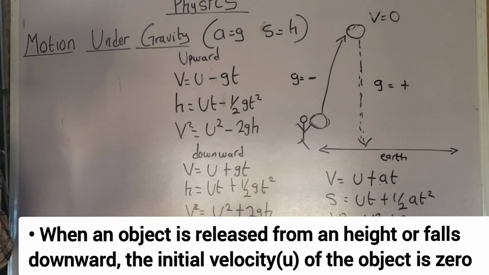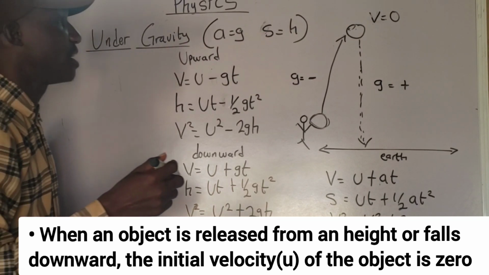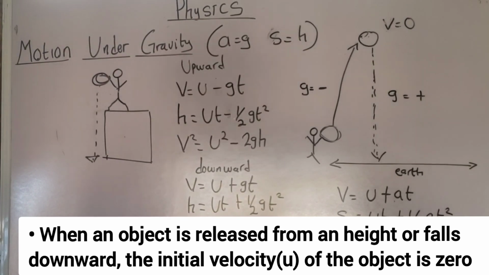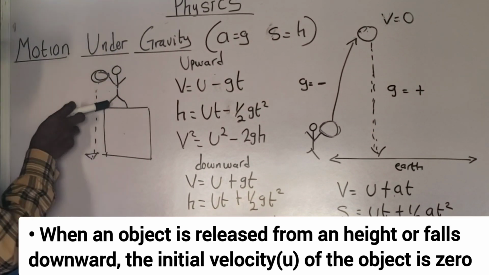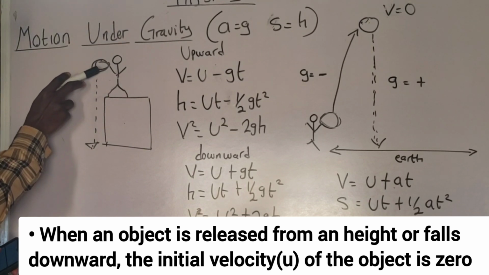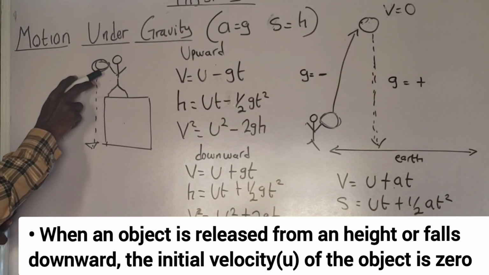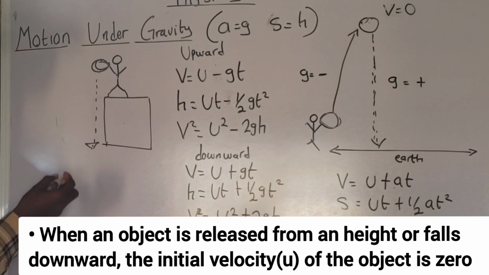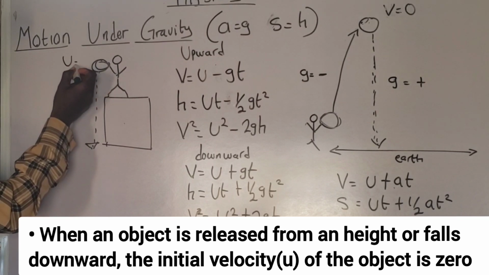The second point is that when an object falls downward or is released from a height, its initial velocity u equals 0. Now look at this. Let's say we have another diagram in this place. We have a boy standing on a fence. This boy is holding a ball. Now, if this ball is released, the initial velocity of the ball u equals 0.